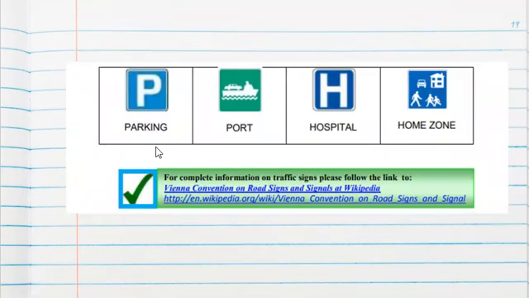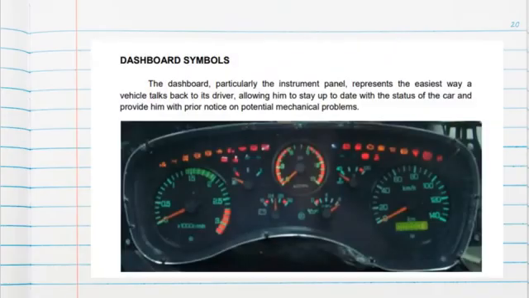Okay, so we also have here parking, port, hospital, game zone. For complete information on traffic signs, you may follow the link here, the Vienna Convention on Road Signs and Signals at Wikipedia. Okay. Then we also have the dashboard symbols.